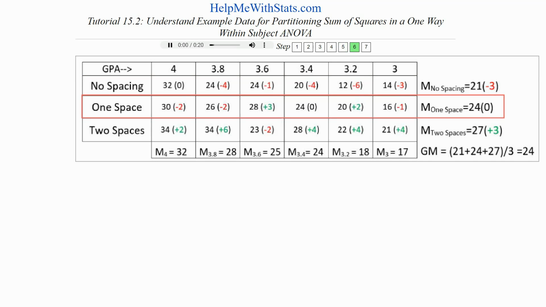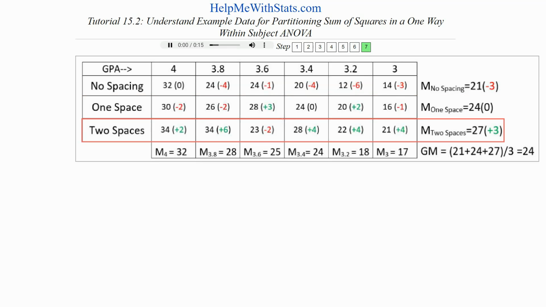Let's look at the scores for the one space condition. Notice that the scores are varied, some are above the participant group mean, +3 and +2, and some scores are below the participant mean, -2, -2 and -1. The average of these different scores appearing at the right is 0.